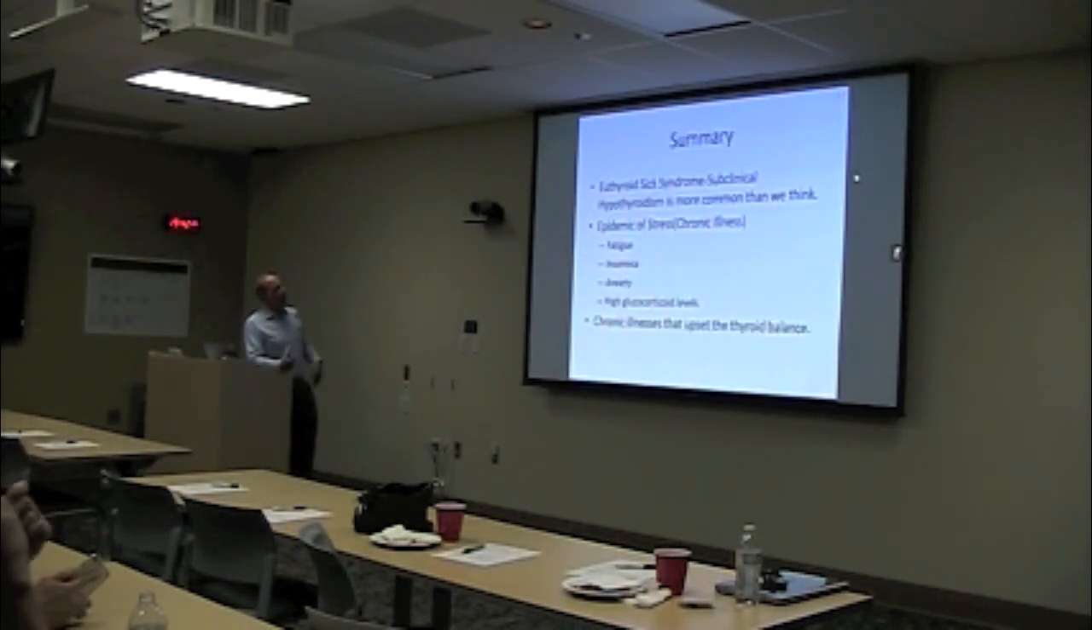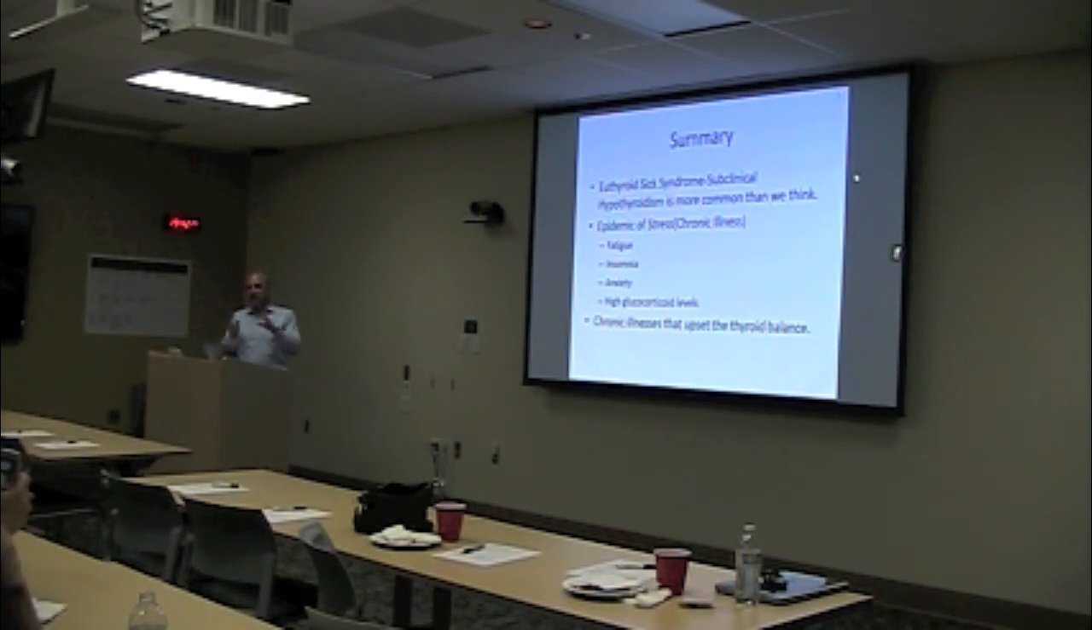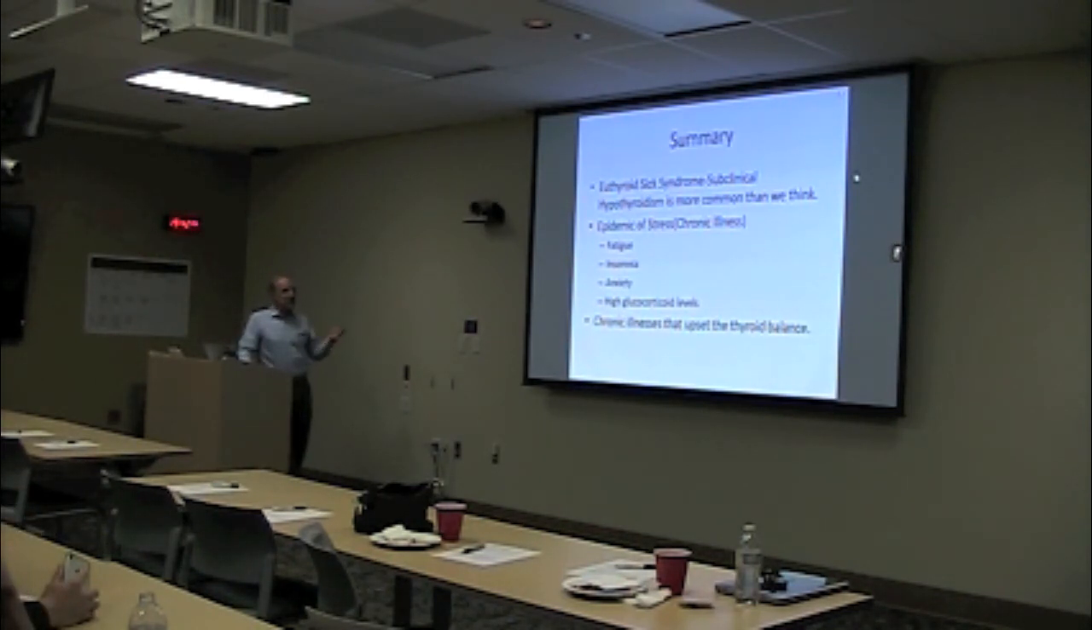So summary, euthyroid sick syndrome, subclinical hypothyroidism. I don't think it just applies to the critical care patients. I think this is rampant in our population, and it's something that we need to recognize. It's due to chronic illnesses, which are endemic. You've got fatigue, insomnia, anxiety, depression, high glucocorticoid levels, chronic infections. These chronic illnesses upset the thyroid balance.